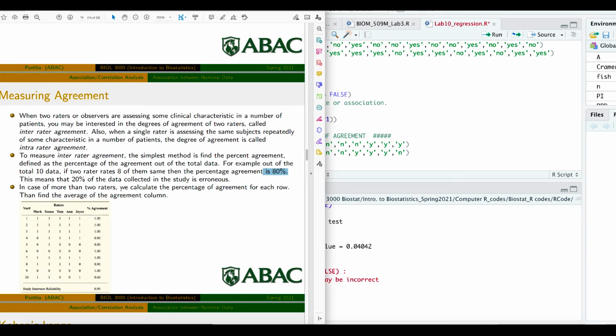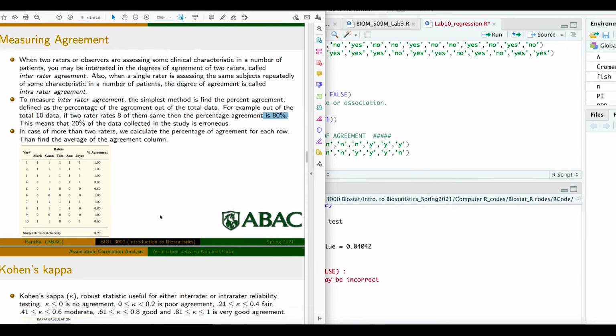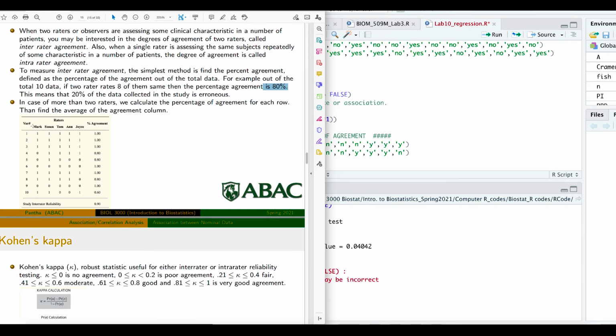In case of more than 2 raters, we calculate the percentage of agreement for each row, then find the average of the agreement. Look at this one here. There are 5 raters, and there are 10 subjects they are rating. They are rating either 1 or 0. If all of the ratings in a row are 1, you just write down 1.